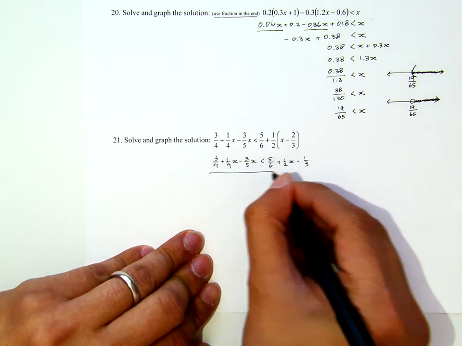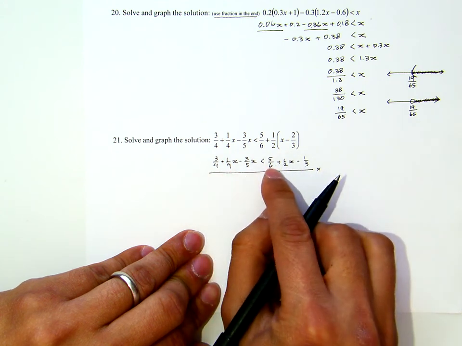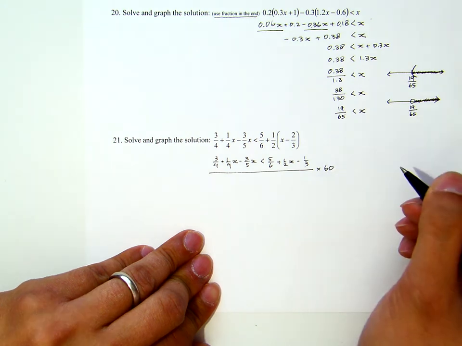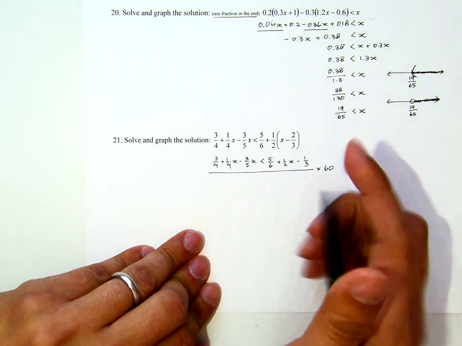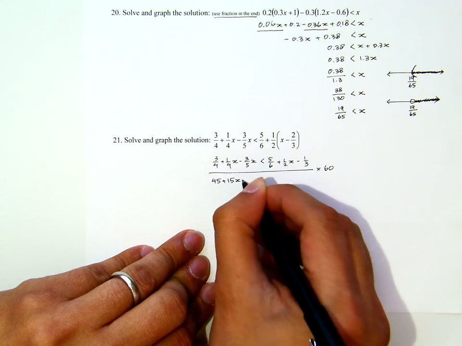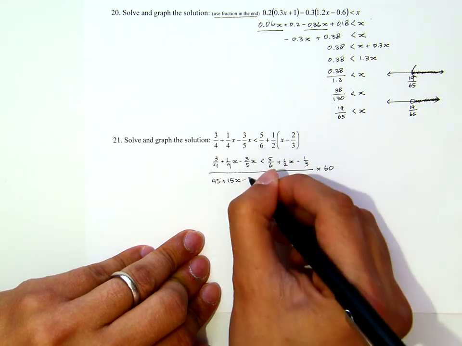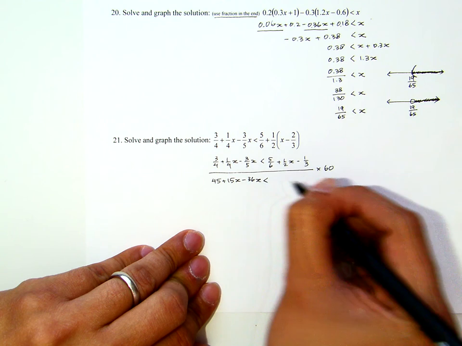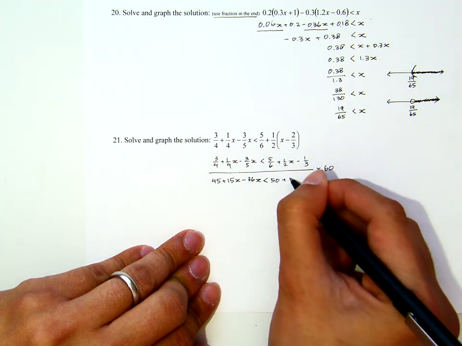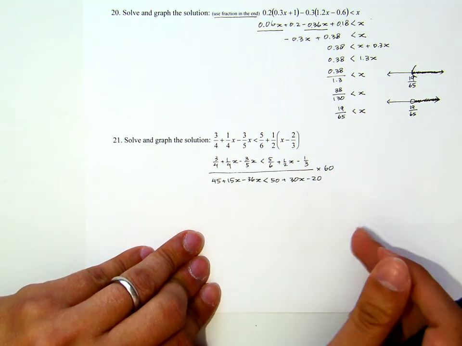Okay, then from here multiply by the LCD 60. Then 3, 4 times 60, that's 45, plus 15x, minus 60 divided by 5 is 12 times 3 is 36x, less than 50 plus 30x minus 20. Okay, I hope you know how to get that.